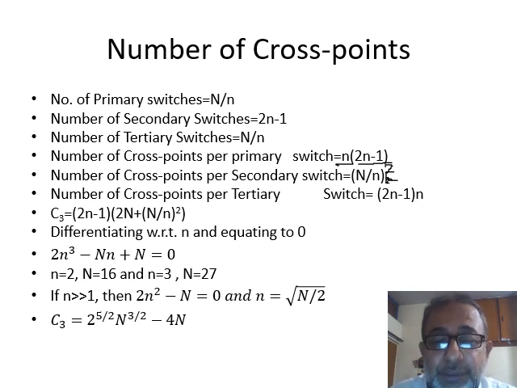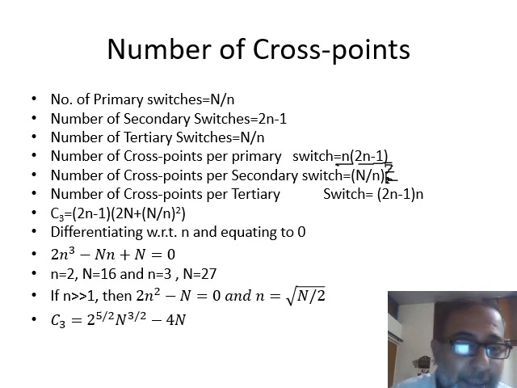The number of secondary switches is 2n minus 1, and if we multiply it with the number of cross points per secondary switch, which is capital N over small n whole square, we get capital N over small n whole square into 2n minus 1. Similarly, the number of cross points per tertiary switch is 2n minus 1 into small n, and we multiply it with the number of tertiary switches, which is capital N over small n. When we multiply, small n and small n cancel out, and we get capital N into 2n minus 1.